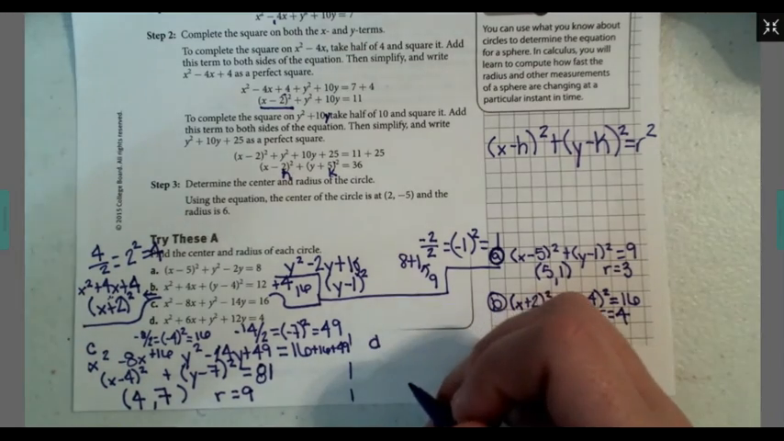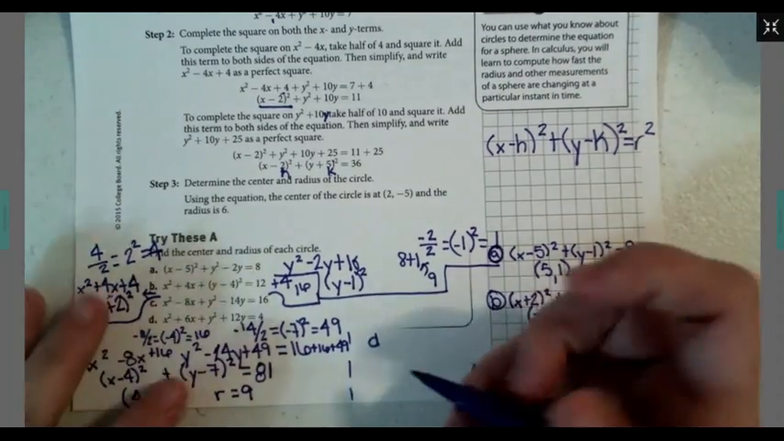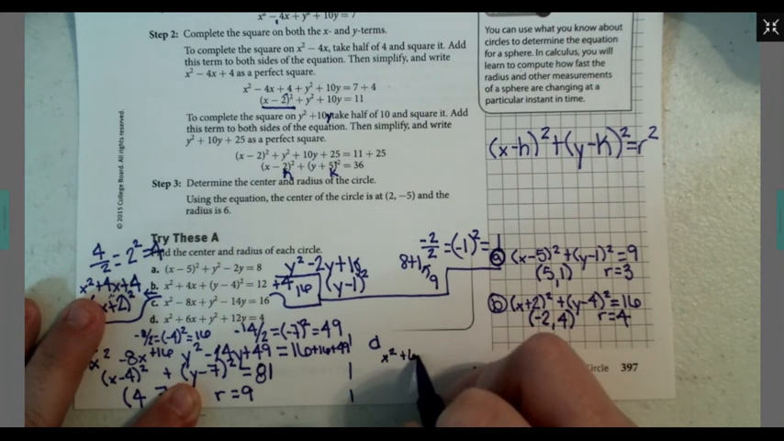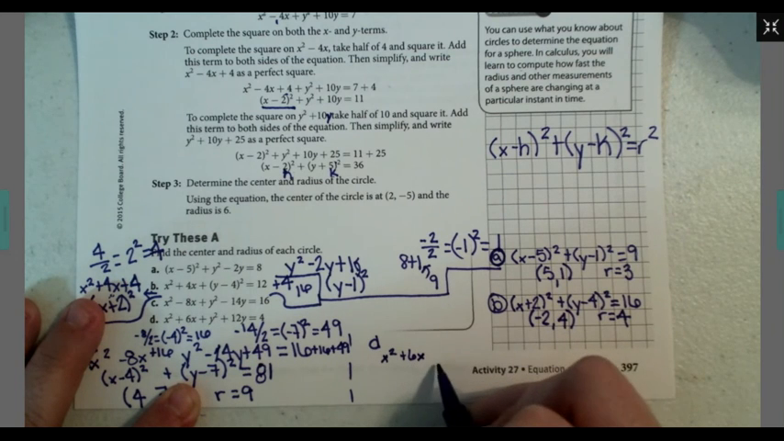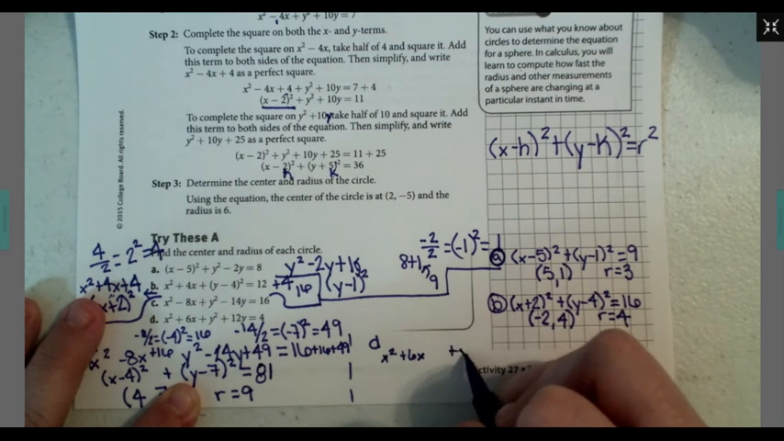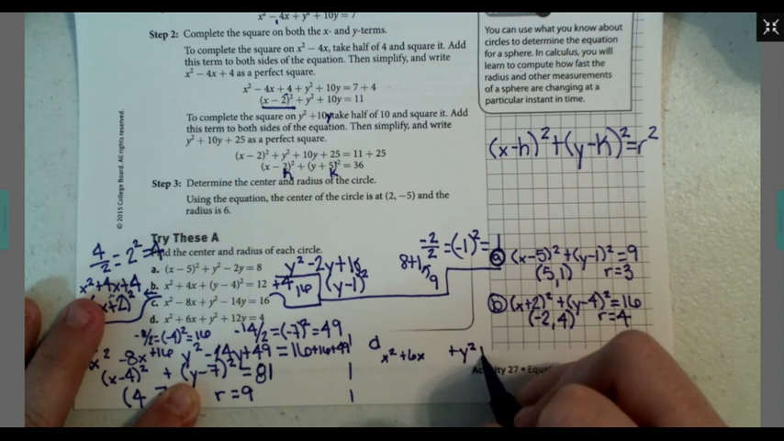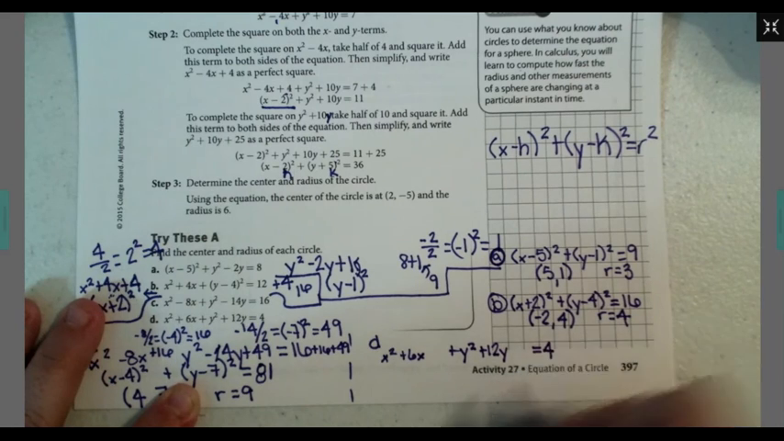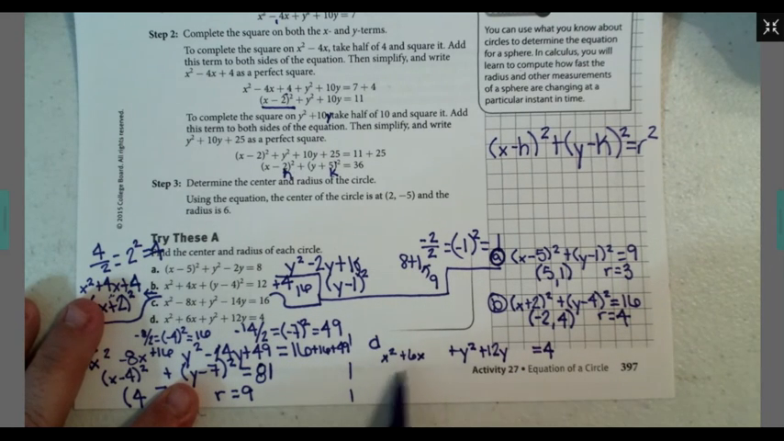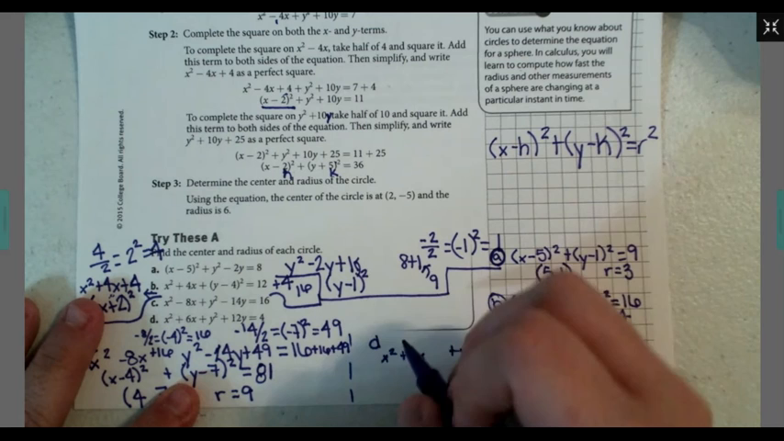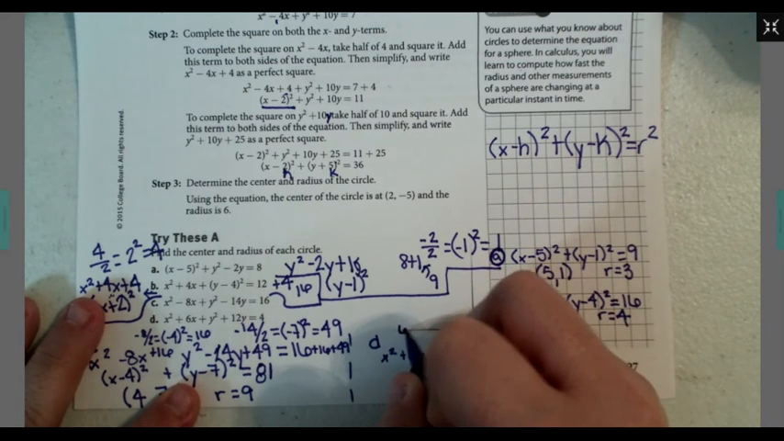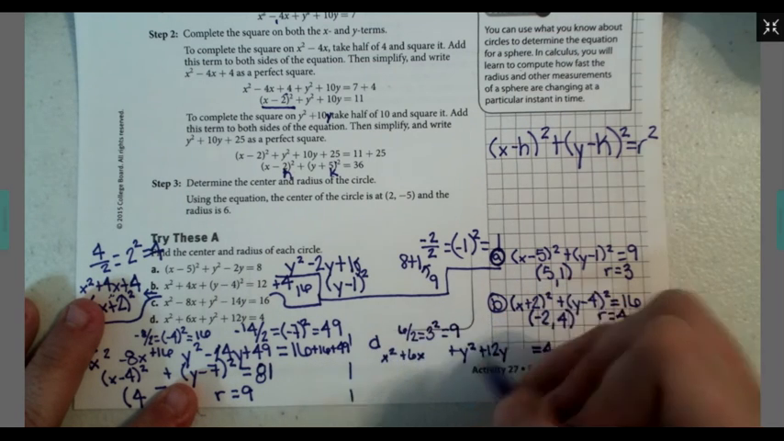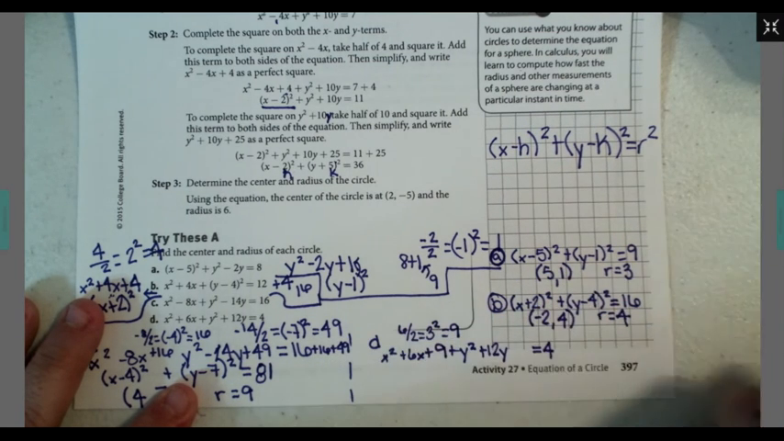Let's take a look at D. D says x squared plus 6x. I'm going to leave some space here, okay? Plus y squared plus 12y. Leave some space, equals 4, okay? We need to do the completing of the square on the x and on the y's. Well, 6 divided by 2 is 3, and 3 squared is 9. So we're going to add 9 here to both sides.